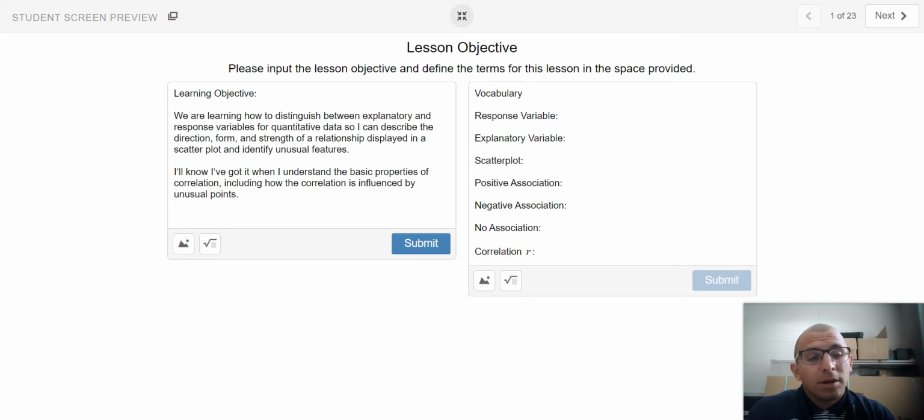At this point, we've wrapped up Unit 1 and Unit 2 and are segueing into exploring two variable data, specifically quantitative. Let's get into it. Since we're just starting off, we're going to distinguish between explanatory and response variables for quantitative data, so I can describe the direction, form, and strength of a relationship displayed in a scatter plot and identify unusual features. I'll know I've got it when I understand the basic properties of correlation, including how the correlation is influenced by unusual points. Here we go.